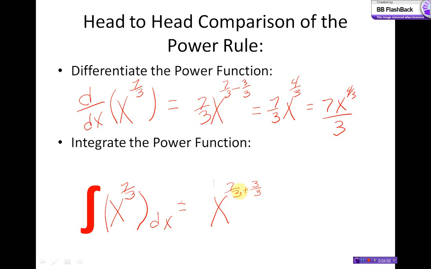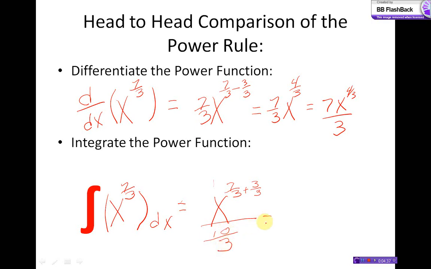And what was the first thing that we did with differentiation? The first thing we did was we multiplied by the original exponent. So that means the first thing that we do with differentiation is the second thing we do in integration, and it's going to be the inverse operation. So the second thing we do is division, which here is going to be by 10/3.